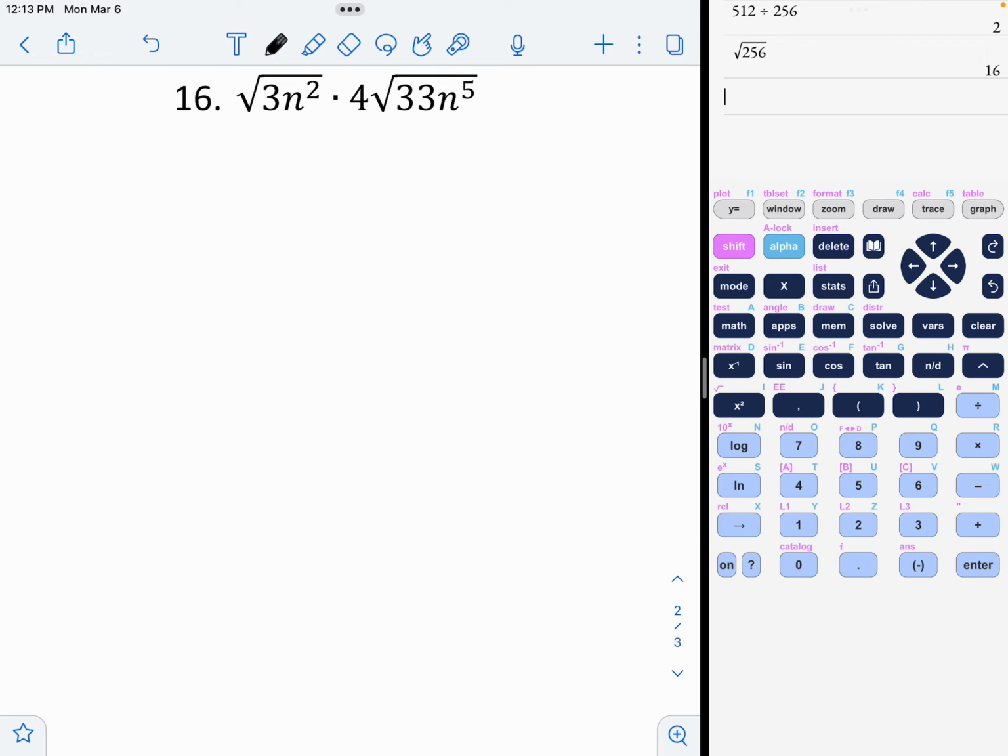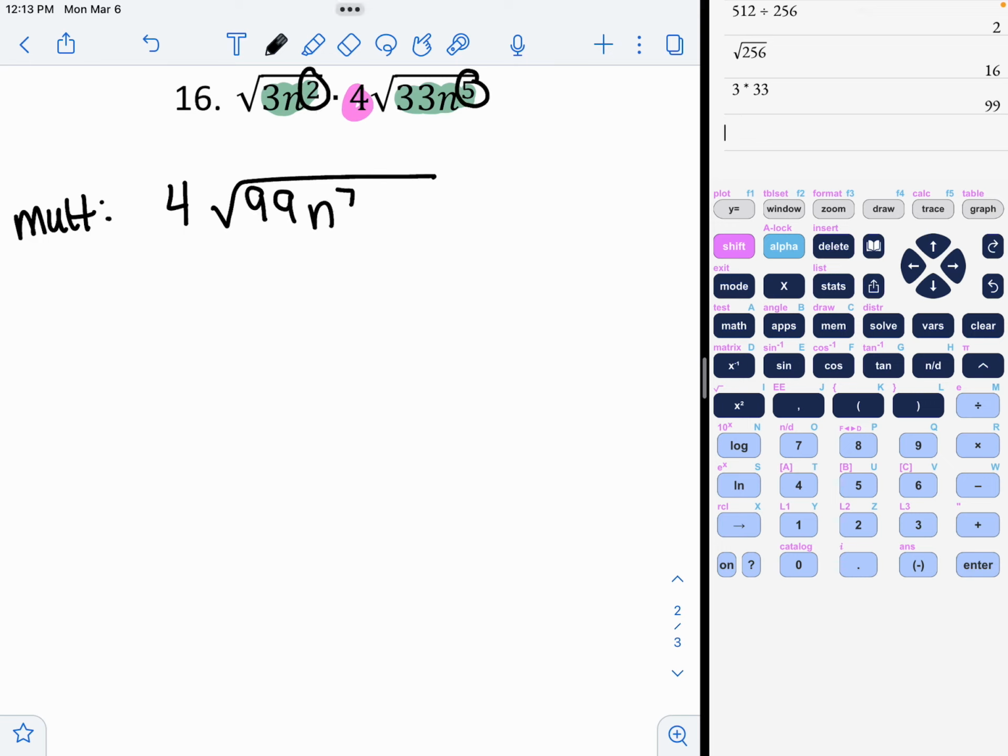Now for number 16, we have to multiply them together first. You have to kind of join them together. So you're going to multiply the green with the green, and then the pink just goes out in front, and there's only one pink. So there's the 4. When you multiply 3 and 33, you get 99, and that's going to be n to the 7th because of the 2 plus the 5.